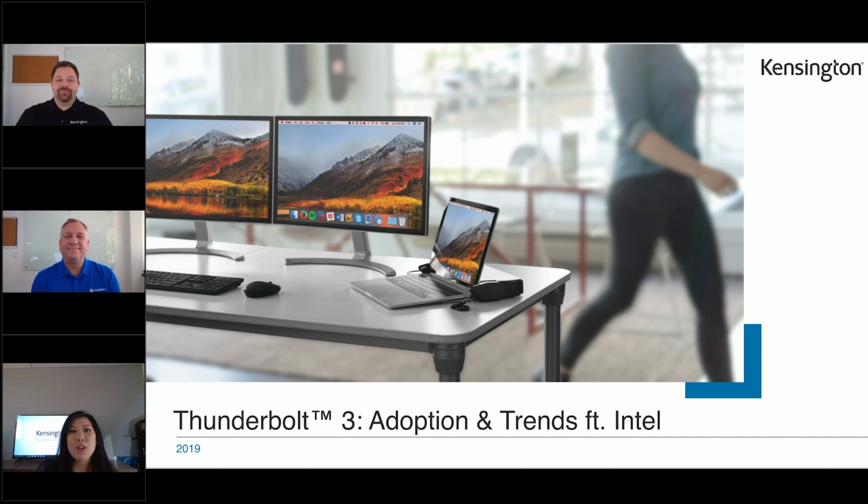Hello. Yes. So really the goal of this is to talk about the differences and the confusion between USB-C and Thunderbolt 3. We want to learn how to understand the growing trends and adoption by different verticals in the workforce and how to recommend the best dock for each customer's unique environment.